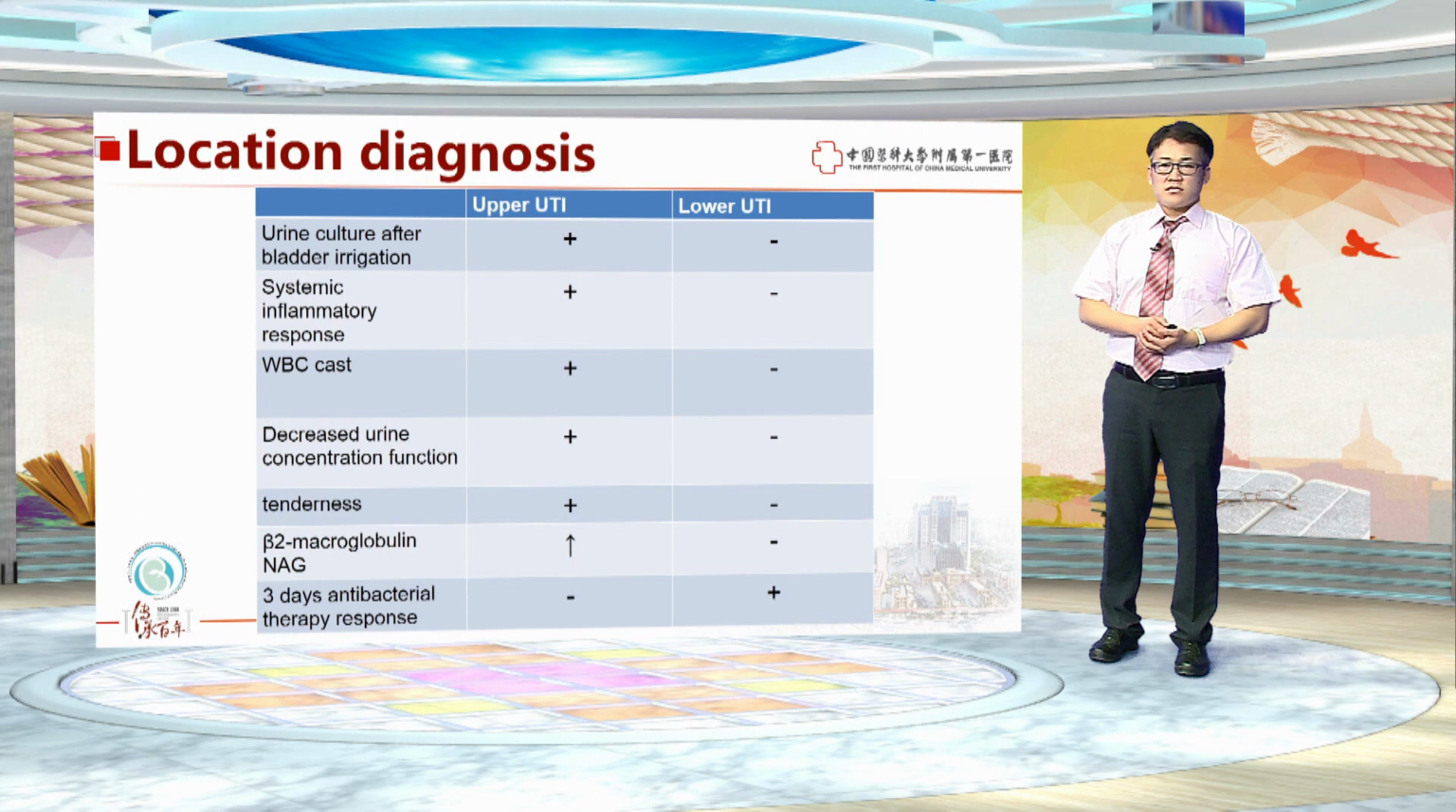Location diagnosis. So how to distinguish upper urinary tract infection from lower urinary tract infection? Upper urinary tract infection is suggested when there is systemic inflammatory response, white blood cell casts in urine test, decreased urine concentration function, tenderness, or beta-2 microglobulin and NAG in urine test.